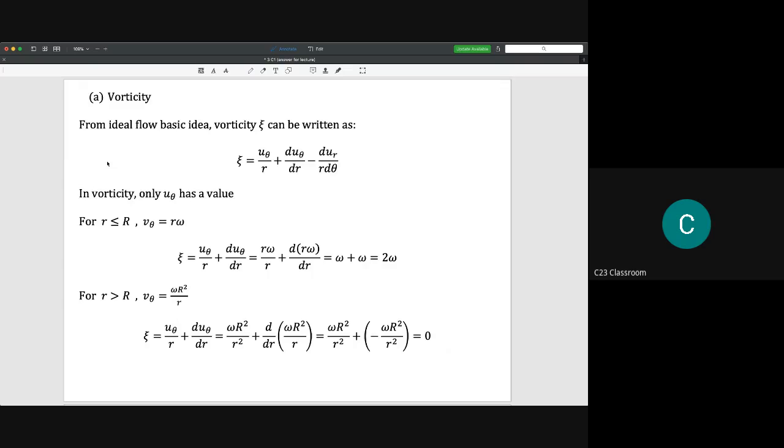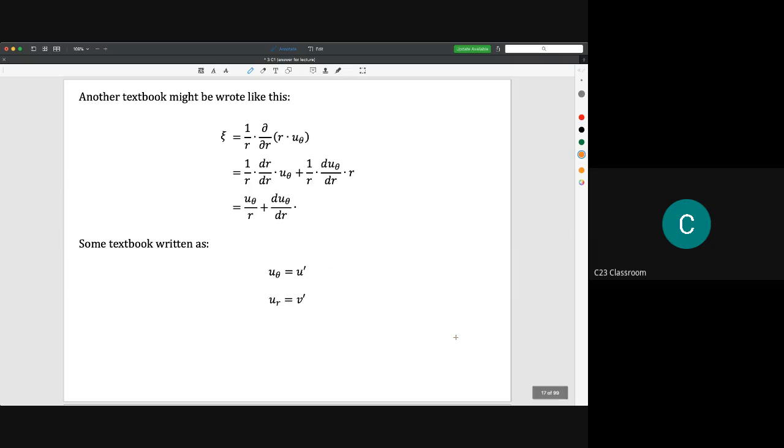Okay, so for this one, we just substitute everything. So you will get it is equal to 0 here. And then this is another equation to get the value of vorticity. So this is when we use the idea from our previous note, from the Cartesian to the polar coordinates. So we derive the vorticity.